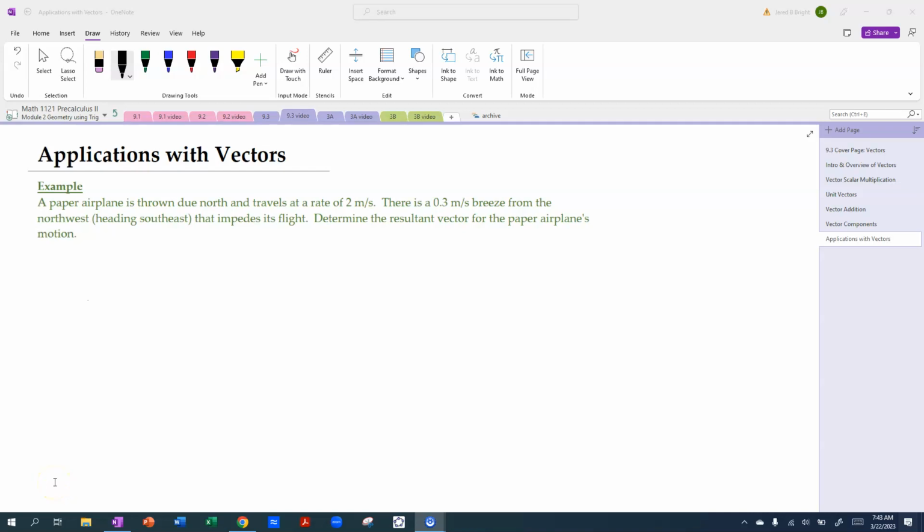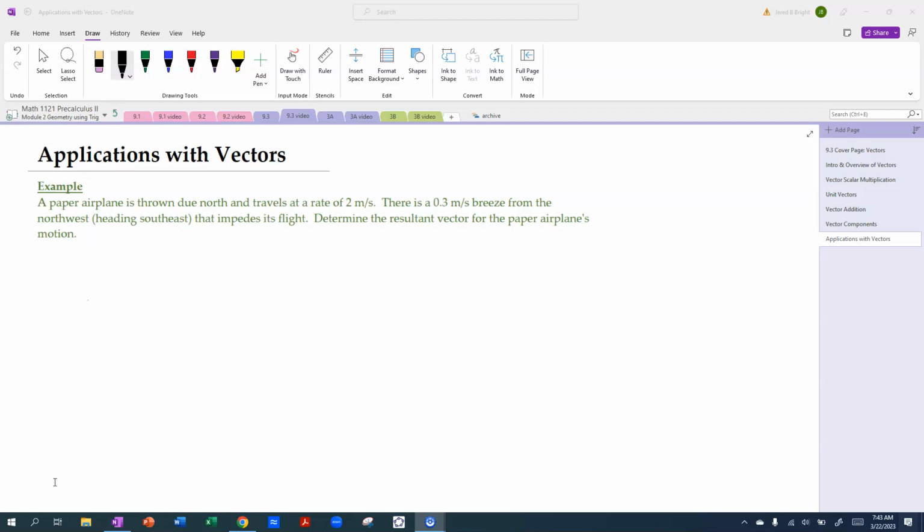In this final video about vectors, or at least our introduction to vectors, we want to work with some applications. And so here's the first application. And when we say application, it's really code for a word problem, right? So this one's talking about a paper airplane and it's thrown due north, traveling at a certain rate. And then there's a breeze coming from the northwest, so it goes southeast, that slows the plane. And so we're wondering, where does it end up, right? That's kind of the overall question.